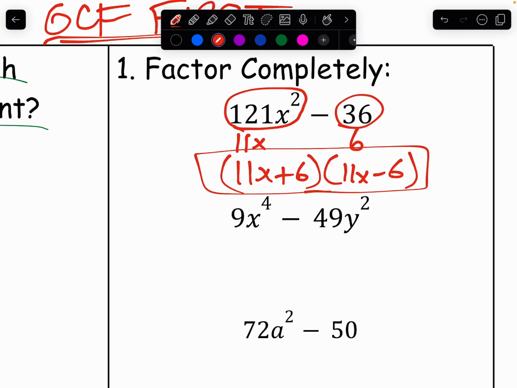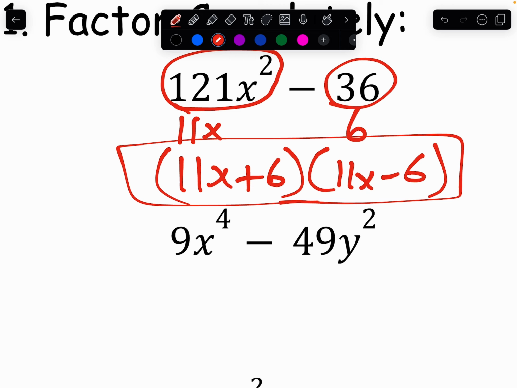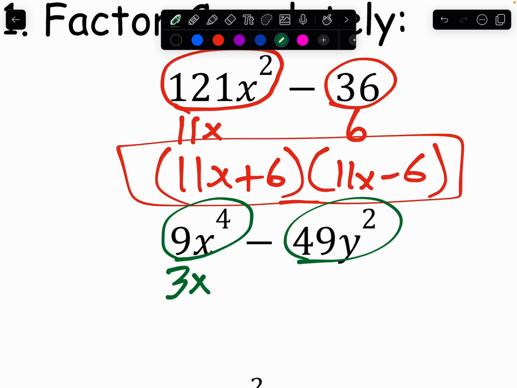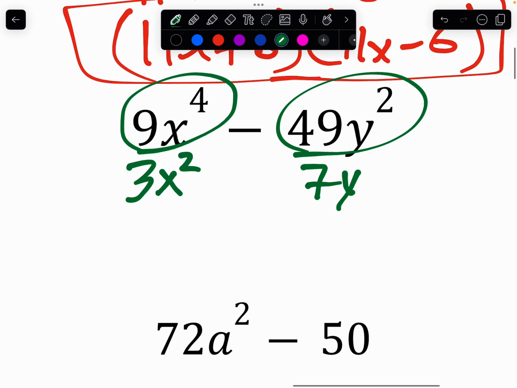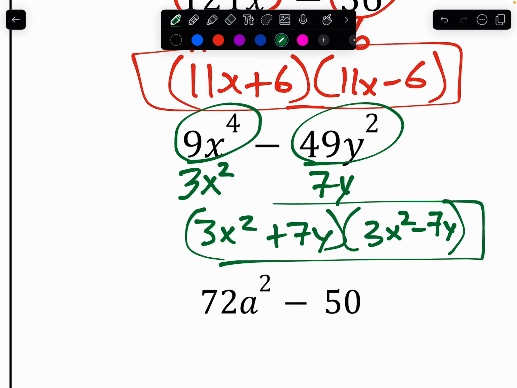Okay? And then we have the second one, same deal. 9 and 49 have no common factors, so no GCF here. All right, so GCF, not a thing, so we go to square root because it's a difference of squares. So square root of 9 is 3, but this time it's x to the 4th, so you take half of that to be x squared. And then the square root of 49 is 7, and y squared becomes y. So 3x squared plus 7y, 3x squared minus 7y. There we go.